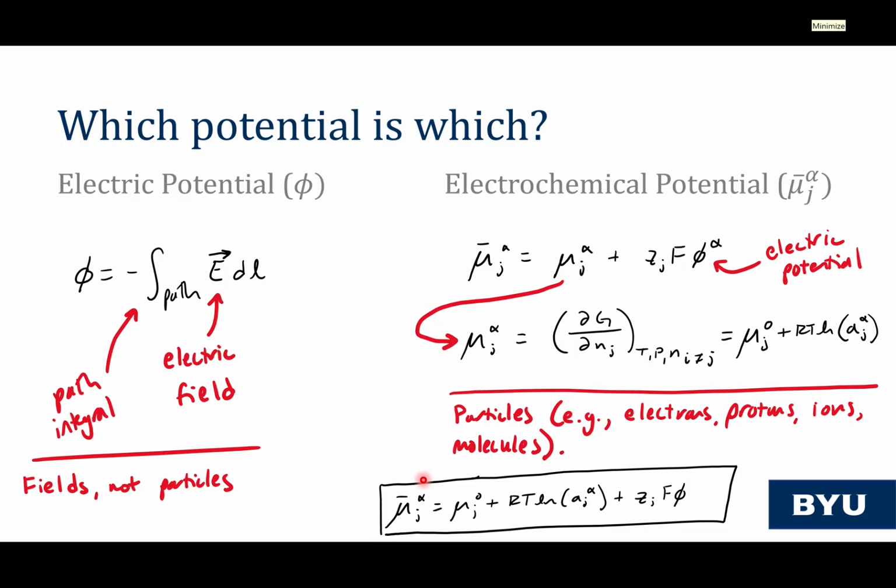And so if we were to write the electrochemical potential completely out, then we would have a standard chemical potential. We'd have this term with the activity of species J. We'd have the charge of species J. So if it's an uncharged molecule, for example, then this term would be neglected in the electrochemical potential. But if it's an electron, then this would be -1, and then Faraday's constant and the electric potential in phase alpha.